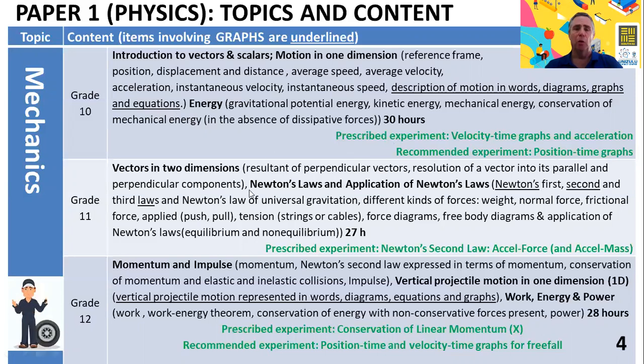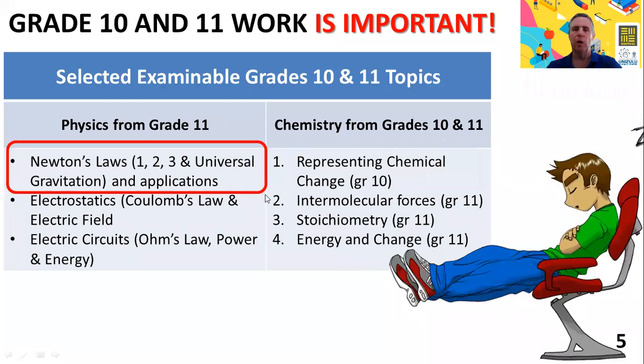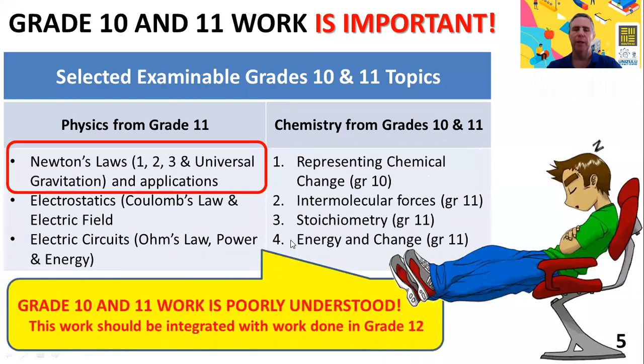Grade 11 is more about Newton's laws, and especially his second law and forces. But grade 12, there's a lot about vertical projectile motion in words, diagrams, equations, and graphs. And again, a recommended experiment of position time and velocity time graphs for free fall. On page 5, again, a reminder from the examiner himself that grade 10 and 11 work is poorly understood and needs to be identified with the work done in grade 12.